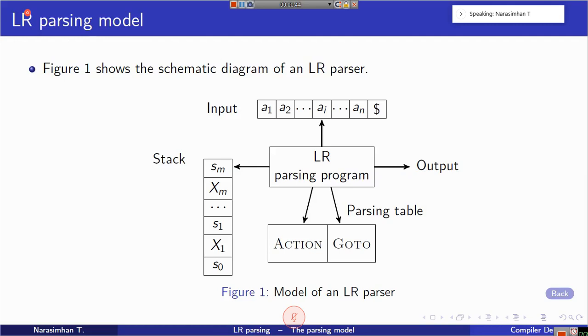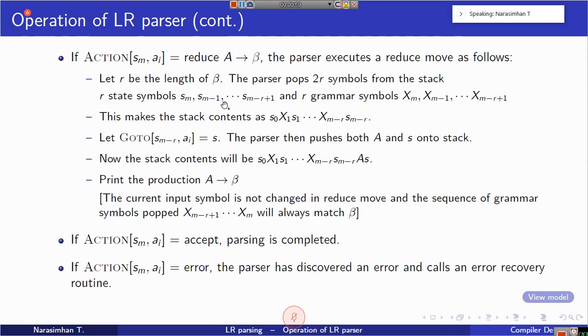Since the stack string alternates between the state symbol and the grammar symbol, if you want to pop 2R symbols, it means that you need to pop R state symbols and you need to pop R grammar symbols. 2R symbols means you need to pop R state symbols and R grammar symbols.